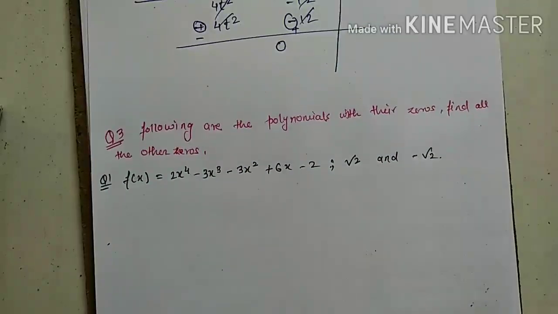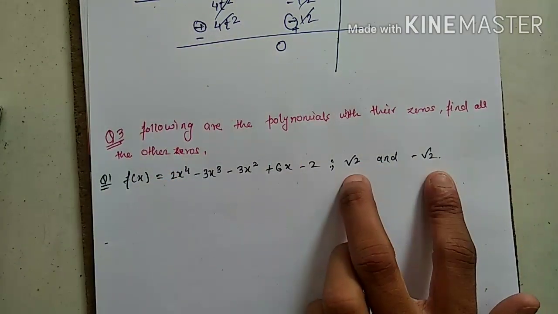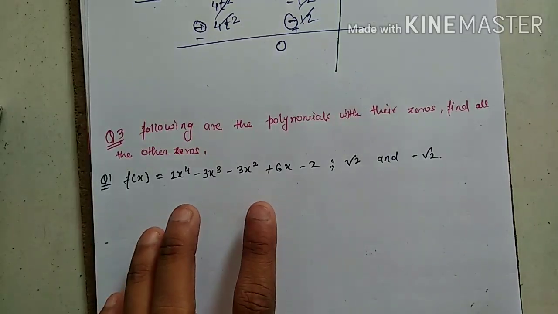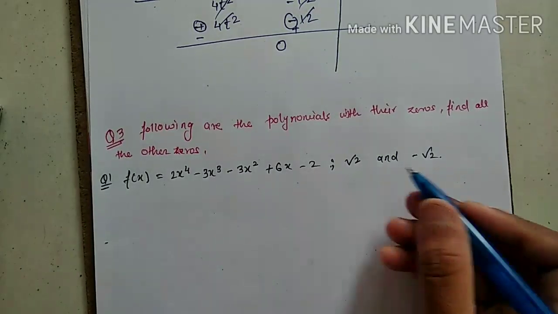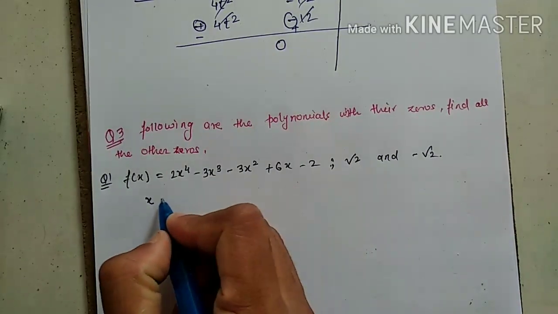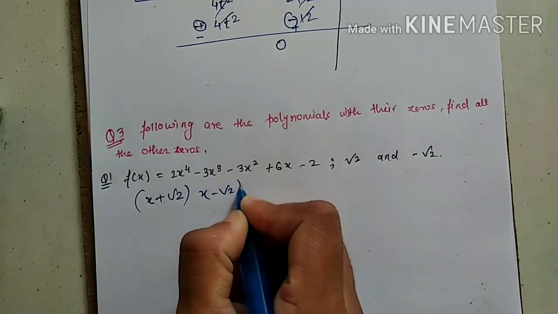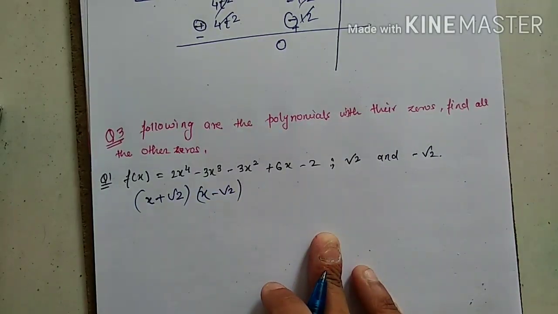Now question number 3. Following are the polynomials with their zeros. Find all the other zeros. First of all, they have given the zeros like this and you have to find the answer. Just understand, this is your zeros, and zeros you will always write as x minus. This is positive, so x minus root 2, and one more is x plus root 2. Correct or not? These are the zeros of the polynomial.